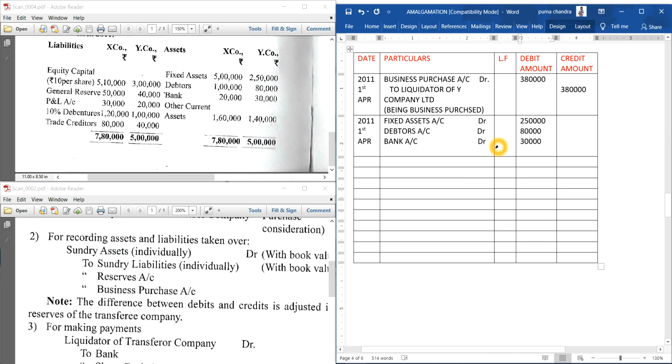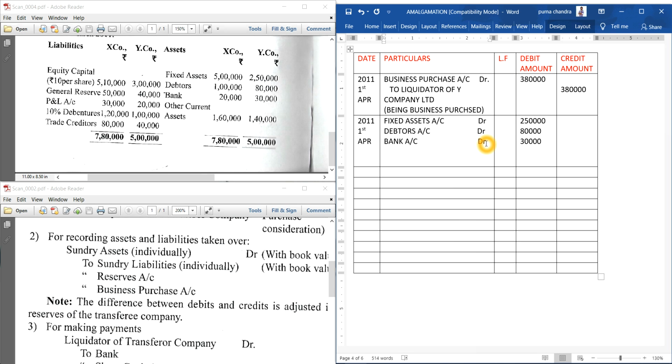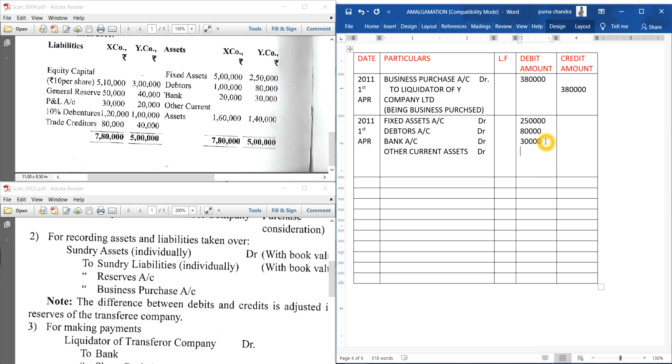Next, other current assets. How much, students? 1,40,000. Next. So we have recorded all the assets. If you observe the sundry assets individually, here we have 4 assets and we have recorded the 4 assets.